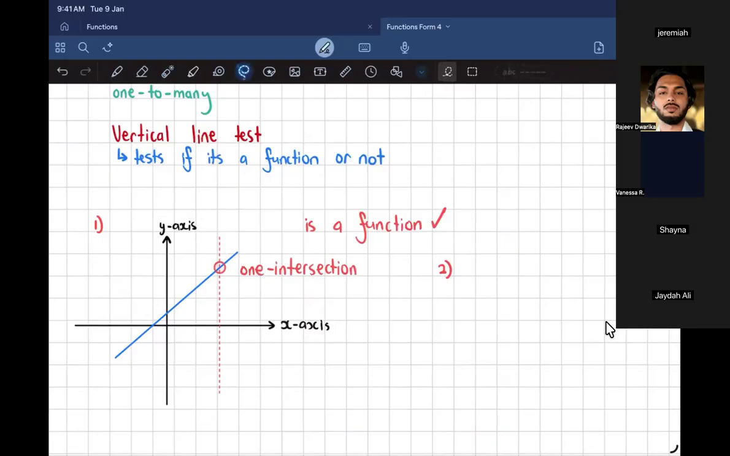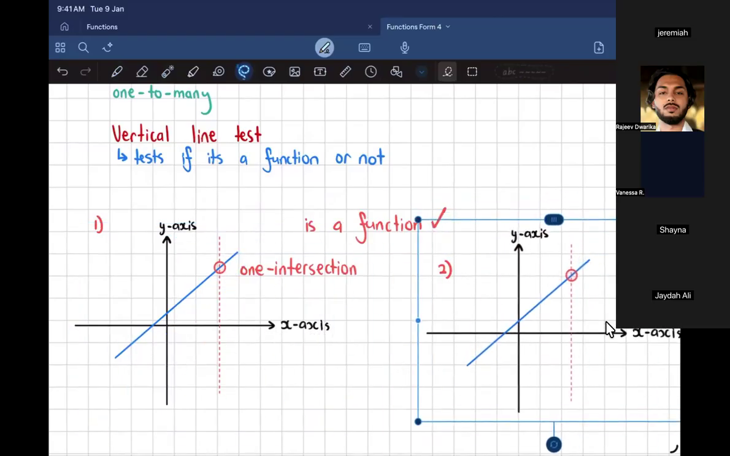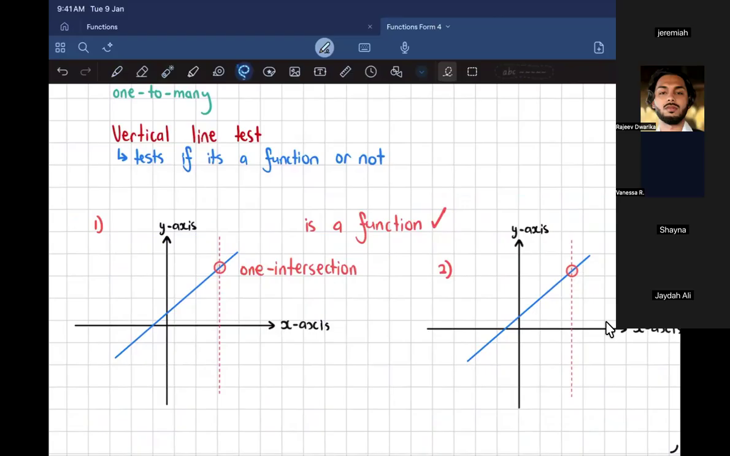I'm going to give you all a second graph. I want you all to draw a vertical line anywhere, and tell me if it's a function or not. If it's a function, it will have one intersection, right? So Yvonne, hear what I'm saying. Whatever graph you get, if you draw a vertical line and it passes through it once, it's a function. If not once, it's not a function. That's the vertical line test.